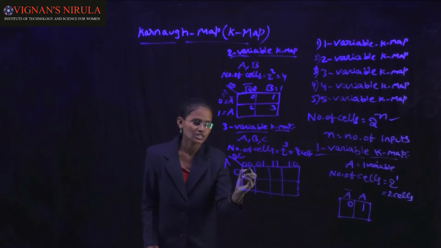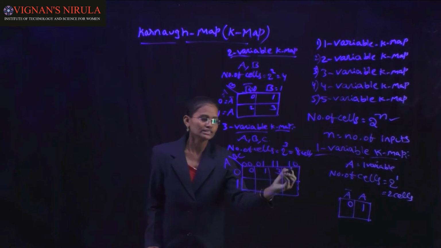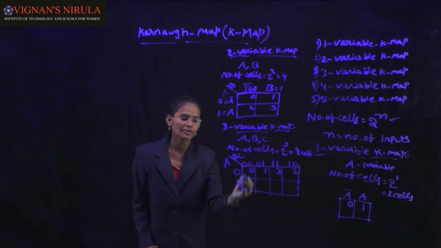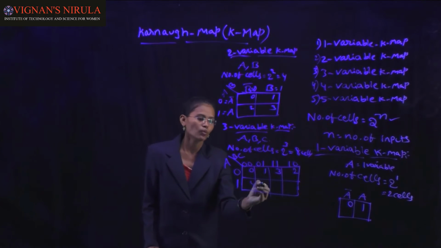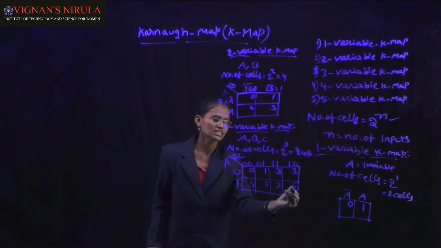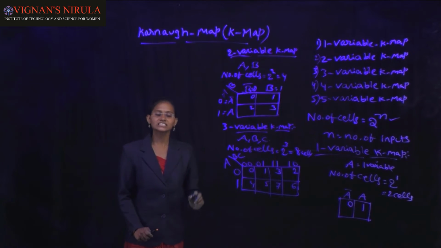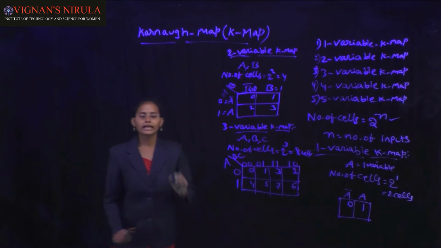Then 000, the decimal number is 0; 001, decimal number is 1; 011 is 3; 010 is 2; and 100 is 4; 101 is 5; 111 is 7; and 110 is 6. This is the 8-cell K-map structure. And next see the 4-variable K-map.